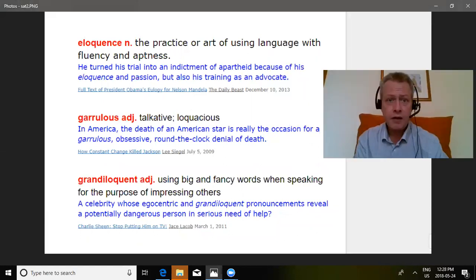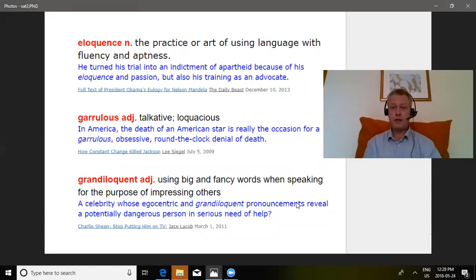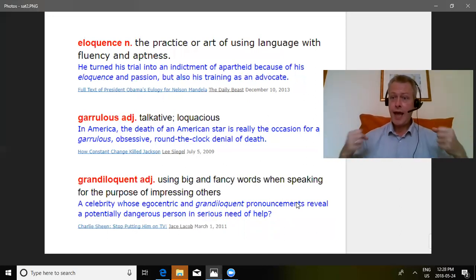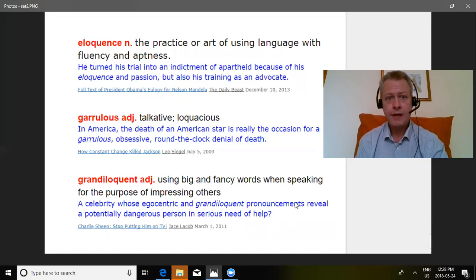So here we are at the top. We have eloquence. Okay. This is the practice or art of using language with fluency and aptness. Aptness meaning ability to do something. Our example sentence: he turned his trial into an indictment of apartheid because of his eloquence and passion, but also his training as an advocate.